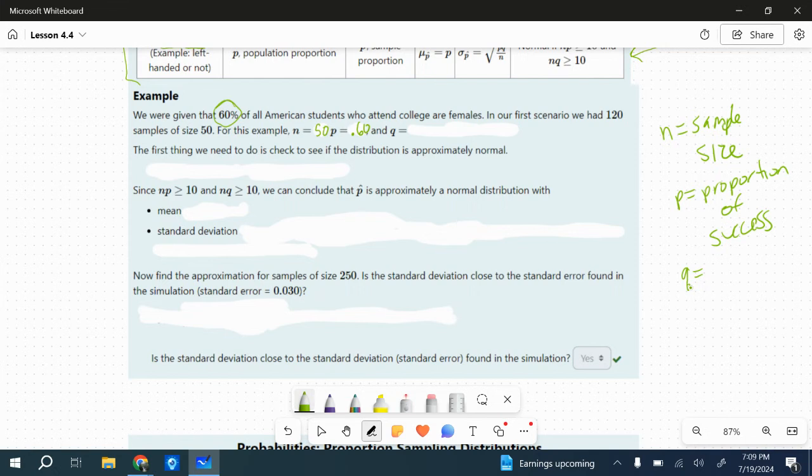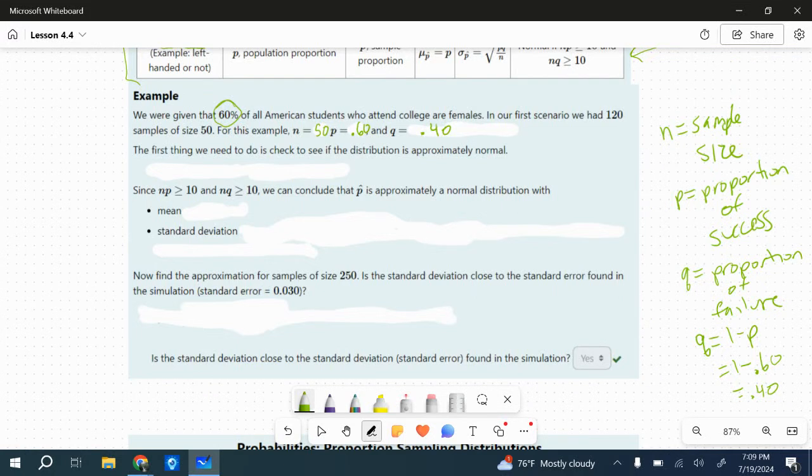Q is the proportion of failure. Proportion of failure and proportion of success are complements of one another, which means they have to add up to 1. So in order to find q, you do 1 minus p. In this case, we would do 1 minus 0.60, which gives us 0.40. So q is 0.40.